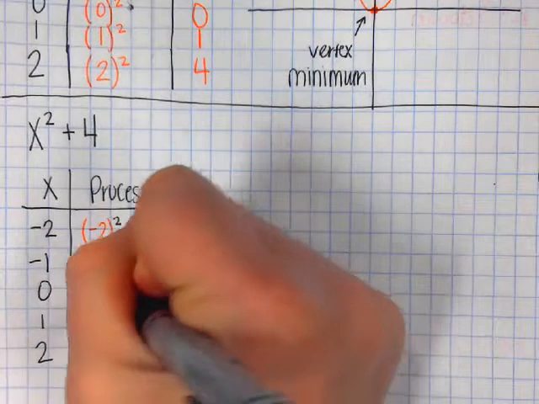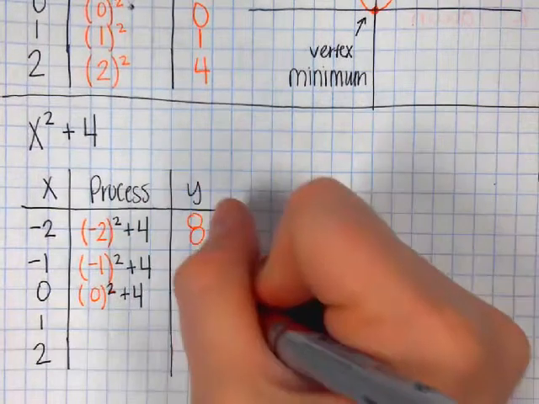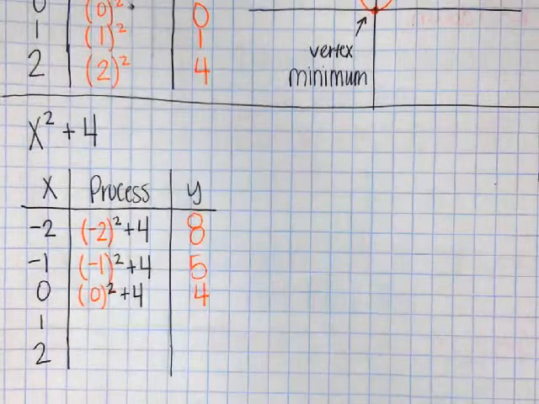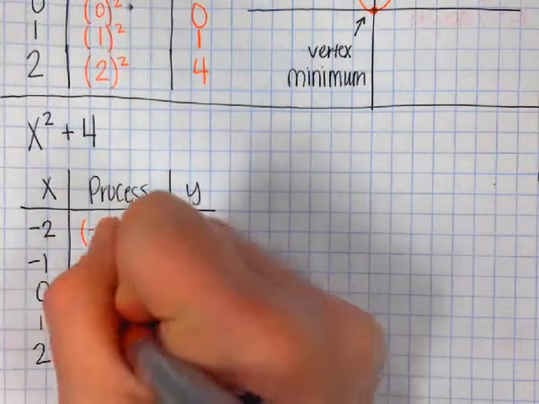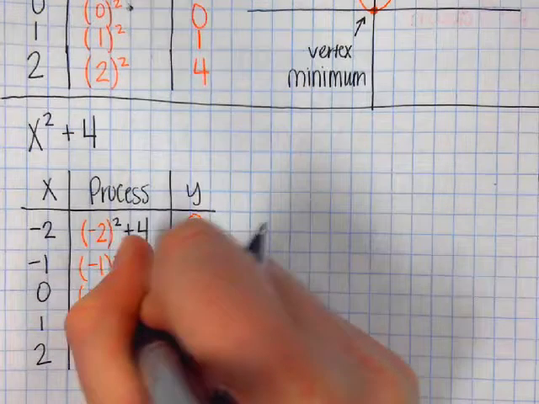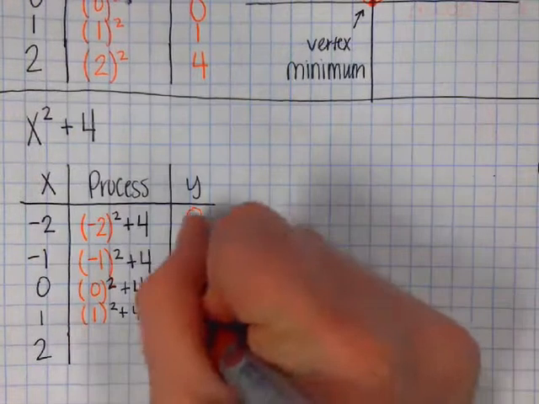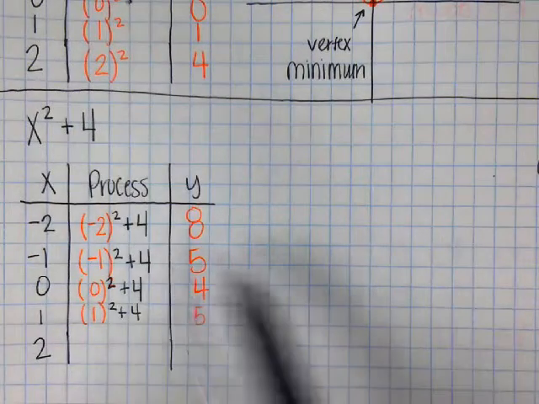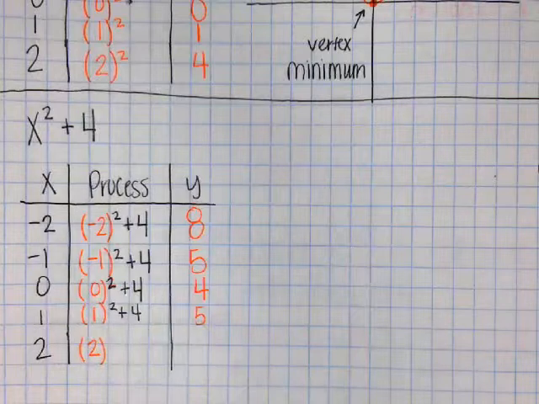Zero squared. 0 times 0 is 0, plus 4 is 4. I keep picking up the wrong color, sorry. 1 squared plus 4. 1 times 1 is 1, plus 4 is 5. Anyone want to guess what the next one is?